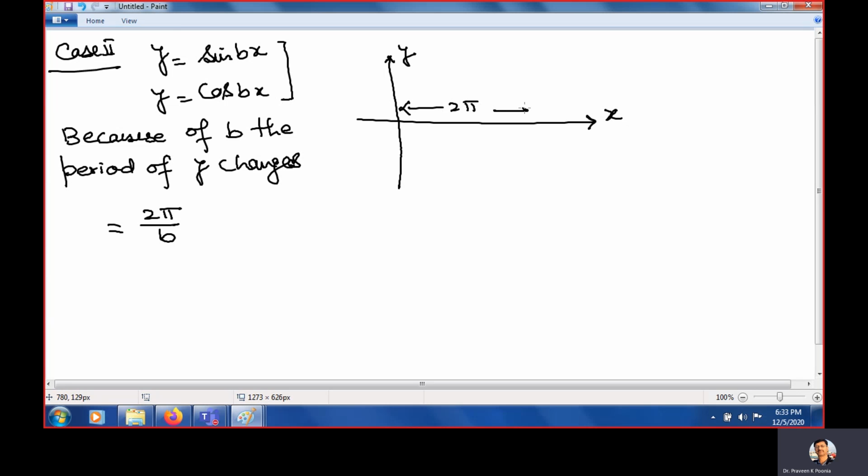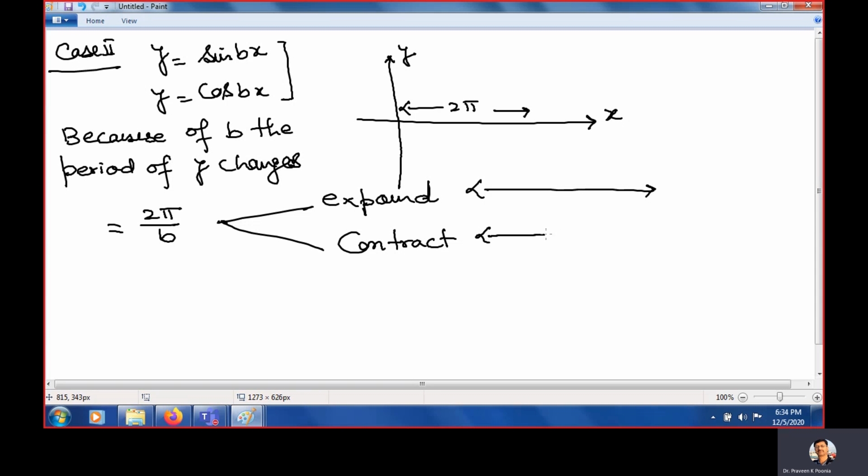Clear? So if this value after simplification we are getting value more than 2 pi, so the graph will expand. If we are getting less value, graph will contract. Okay, so the period can do two things, expand or contract. Expand means it is like this one. Contract means it is like this one. Small. Clear? Previously length is 2 pi. Now because of 2 pi upon B, there may be an expansion, there may be a contraction.